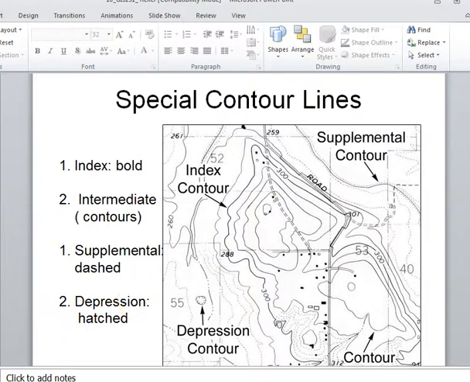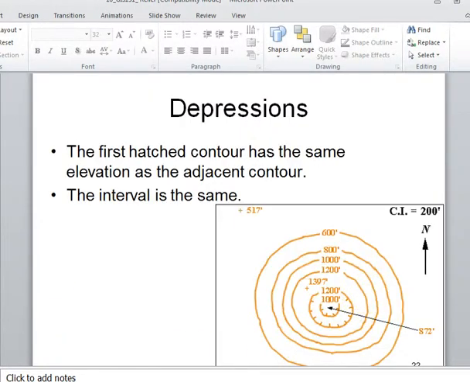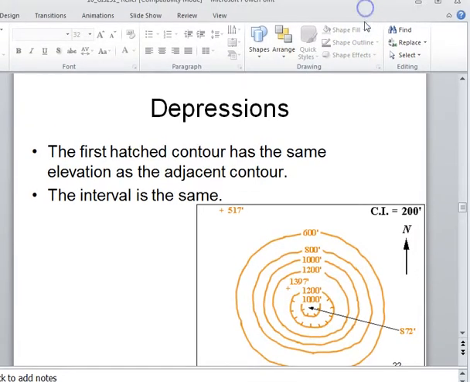The interesting thing about a depression contour is, when do you start subtracting that elevation? Well, you can find an index contour. So let's say I have all of these labeled. So there's 600 feet, 800 feet, 1,000 feet, 1,200 feet. And then I come to my first depression contour.